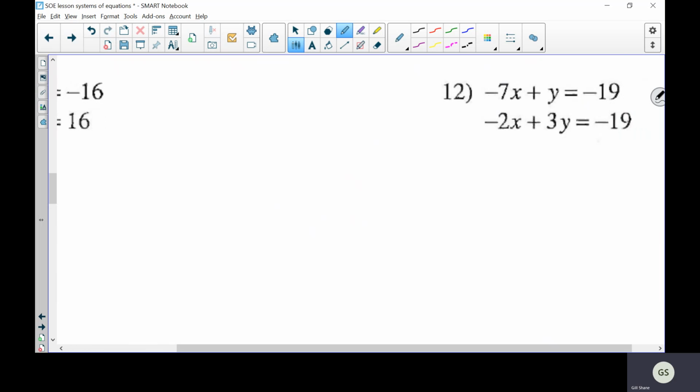I like 12, because in 12 there are 2 things that we have to do. I was trying to find one where there were 2 steps, not just 1 step. Do I have the same number in front of either of the 2 variables? Like, do I have the same number in front of the x's? In front of the x's, I have a -7 and a -2. Those are not the same numbers, and we need the same number and opposite signs in front of a variable.